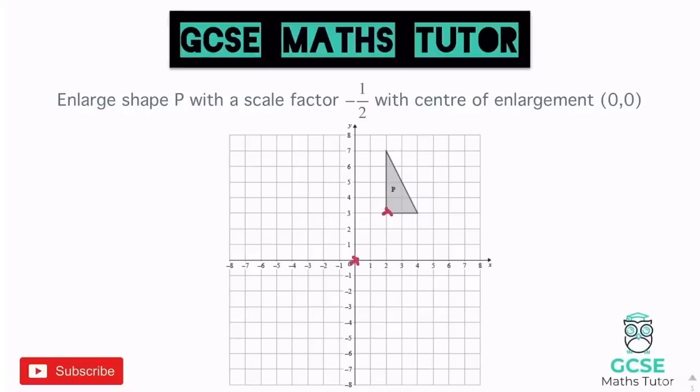And if I just count that, that's 1, 2 to the right, and 1, 2, 3 up. Now all I need to do this, and it's going to be quite small on this diagram, is I just count in the opposite direction by whatever the scale factor is.